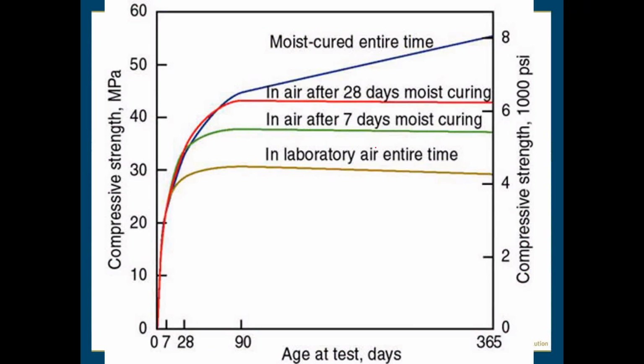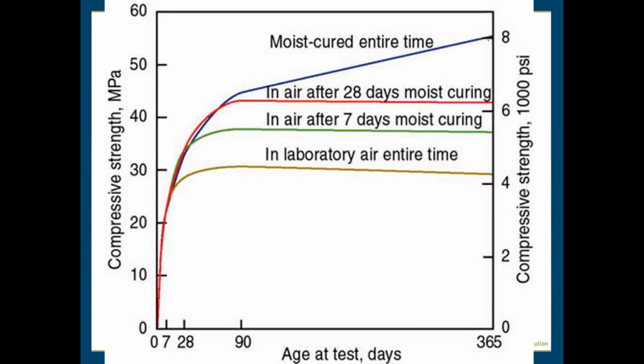Another cool graph that I thought would help explain this shows the compressive strength. Again, this is in megapascals, sorry, but there's PSI on the right. This gold line is in laboratory air the entire time, so no moist curing, and you can get, for this particular mix, about 4,000 PSI. But if you're using moist curing methods the entire time, you can almost double the compressive strength of your specimen, because you're enabling more of the cement in the concrete to hydrate, and that's adding to its compressive strength.